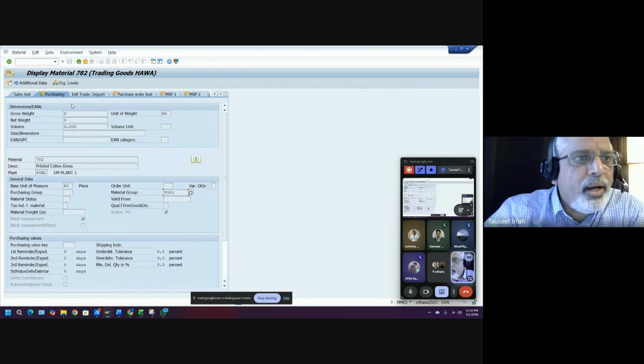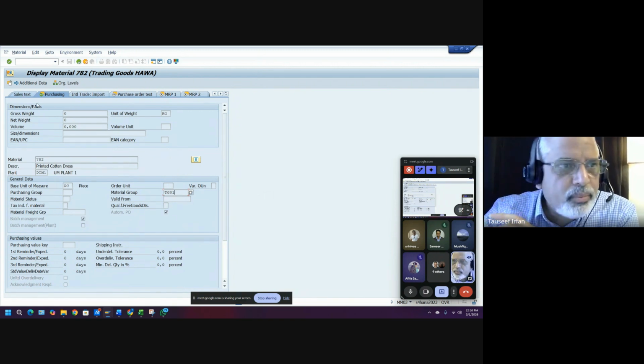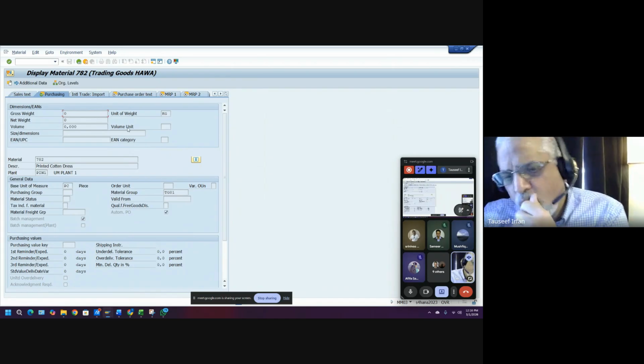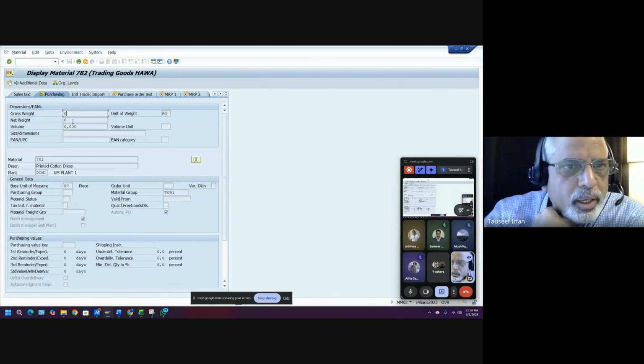Now let's understand the SAP language one more time. Views, screen, sub-screen, fields, and each field has those four options: mandatory, display, hidden, and optional. Okay, got it. Very good.